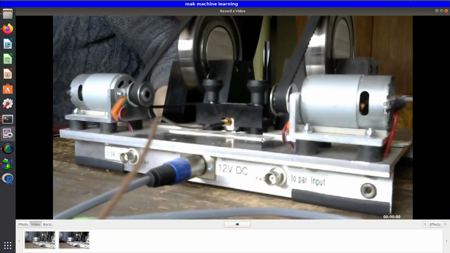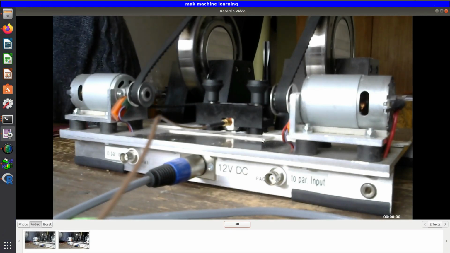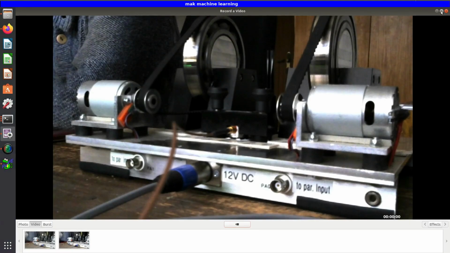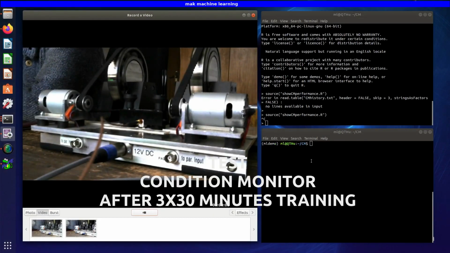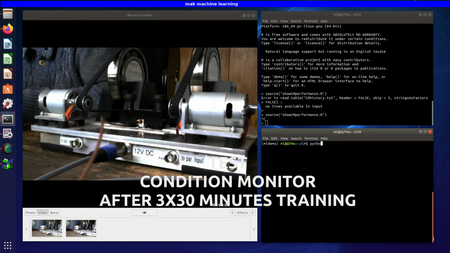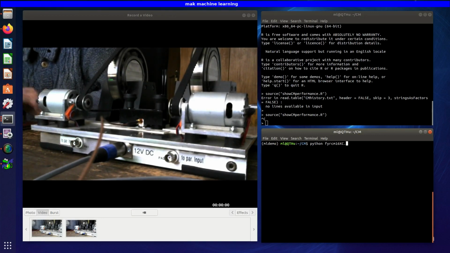Okay, now we have completed our training runs for condition good, bad and off. Next, let's do a condition monitor performance test after training runs of 30 minutes for each condition. The condition monitor dashboard is accessible with a web browser, both locally and over the internet.